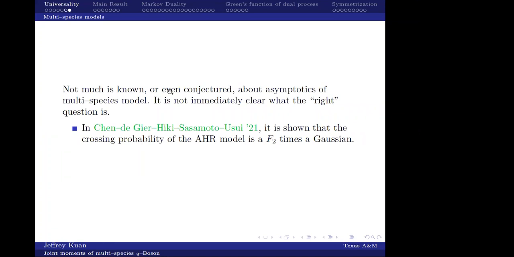Right, so this slide is intentionally sparse. The only proven result for multi-species models came out pretty recently. They considered another model called the AHR model, and they showed the crossing probability as an F2 times the Gaussian. And it's actually not even clear what the right question is. For example, I'm going to give a different statistic here, so my result's not going to be F2 times the Gaussian.